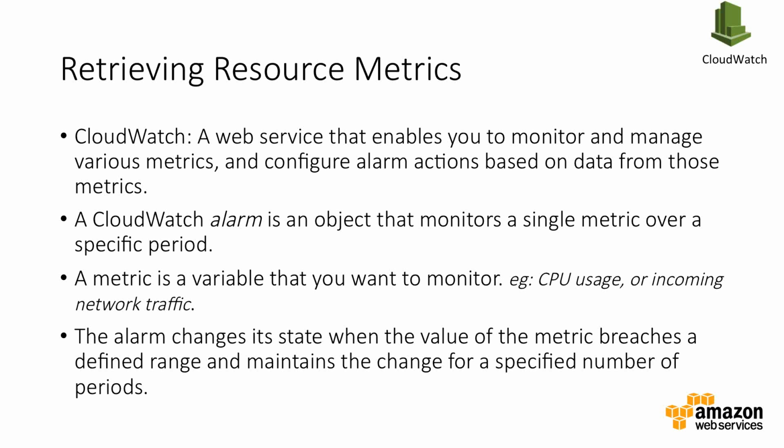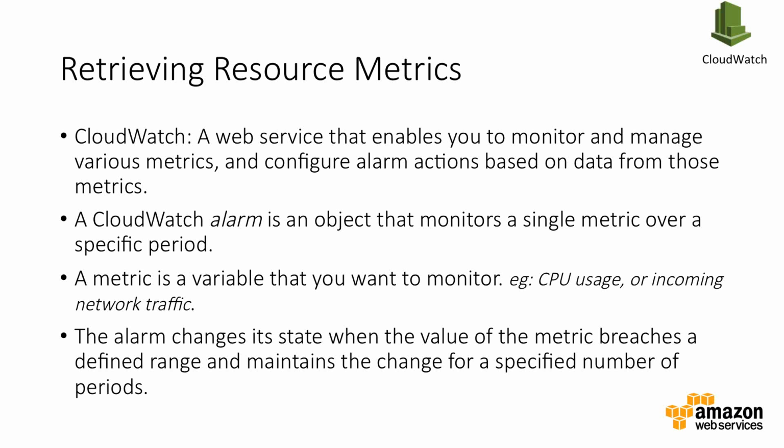So if you want to send custom metrics about your application, you can do so, and then you can raise CloudWatch alarms based upon those metrics. So a CloudWatch alarm is basically an object that would monitor a single metric over a specific period, right? If you look at what a metric is, it's basically the variable that you want to monitor. A good example of that is CPU usage or incoming network traffic. The alarm changes its state when the value of that metric breaches a defined range and maintains the change for a specified number of periods.